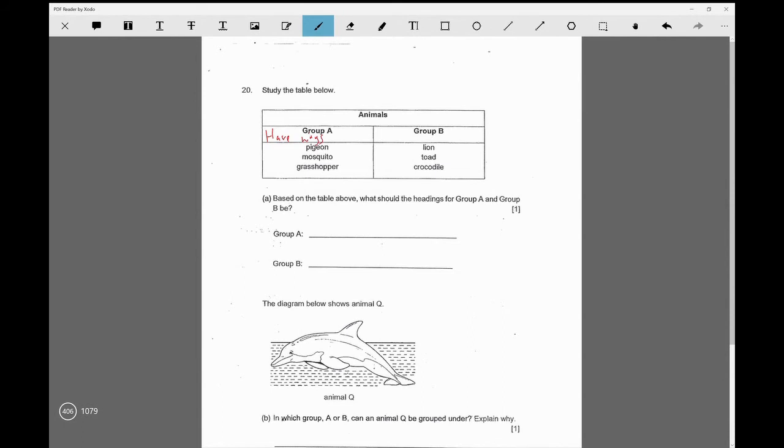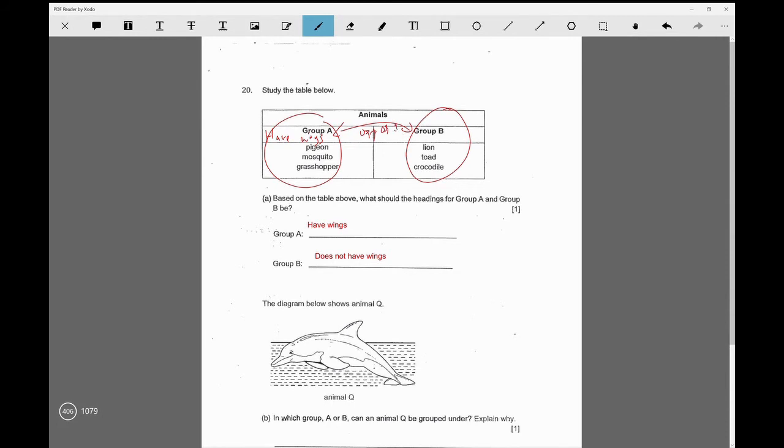Okay, the other group doesn't have, so you can write that down. Have wings, does not have wings. Okay, so basically when you group something, they must all have the same characteristic, they must all have the same thing, and then the heading must be opposite of each other.